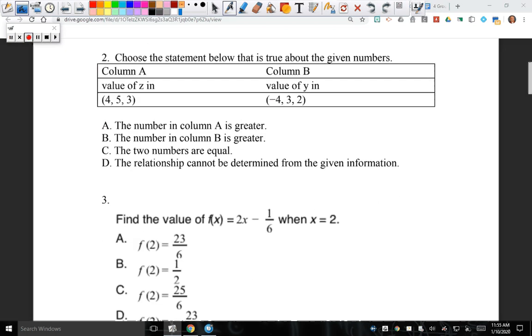Number 2, we're used to seeing graph positions. We're going to talk about this today as x, y. In three-dimensional space, you can graph x, y, z. Okay? So this is x, y, and z. And it's saying the value of z here and the value of y here, the answer is C. They are two equal numbers.